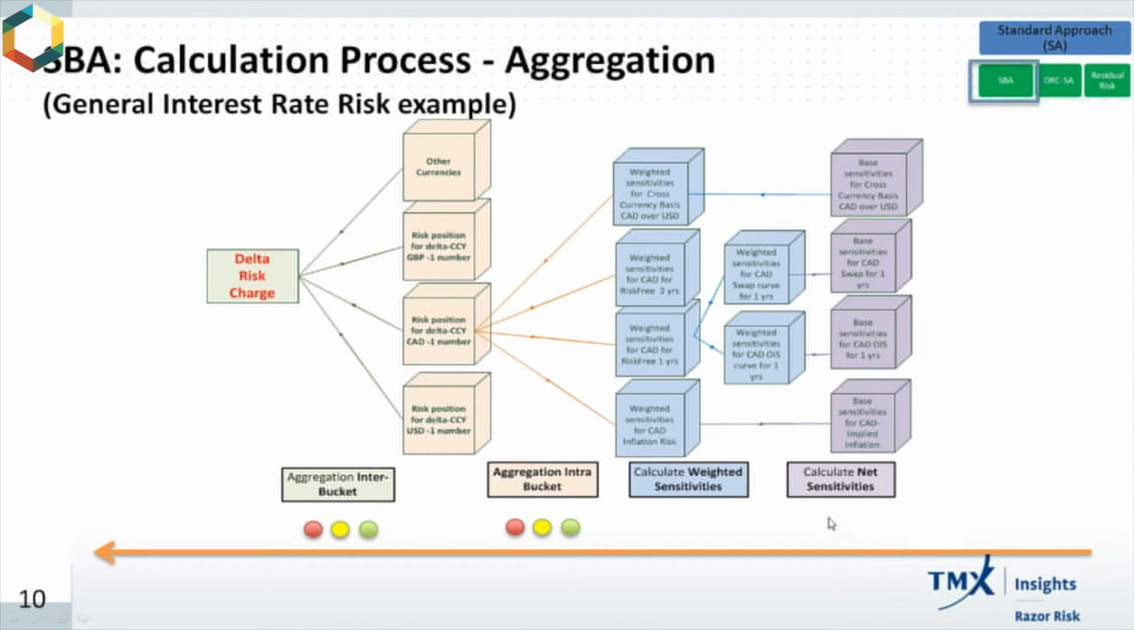So once again, for a summary, we need the risk weight, intra-bucket correlation, and cross-bucket correlation to aggregate the sensitivities to one risk charge number for the risk class components. Then the SBA capital is the sum of the 21 components' risk charges. So this is the aggregation process.